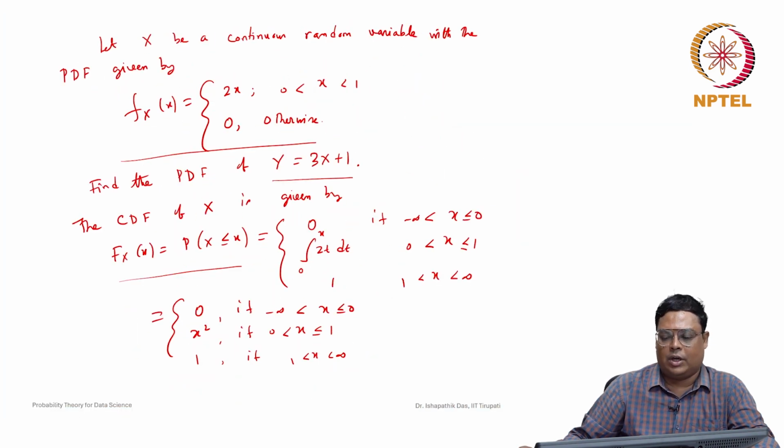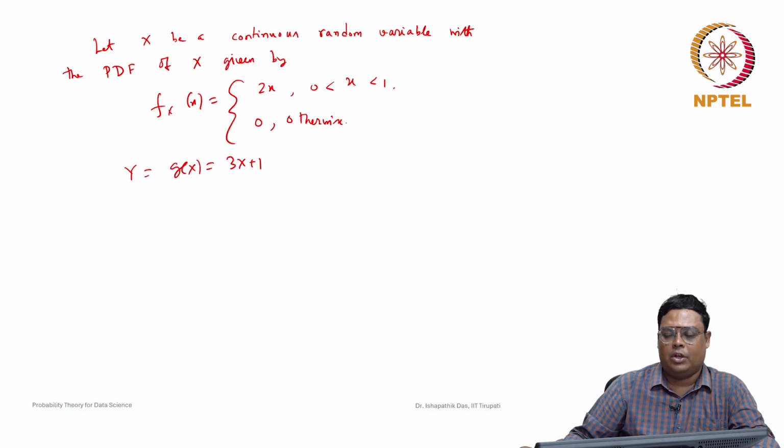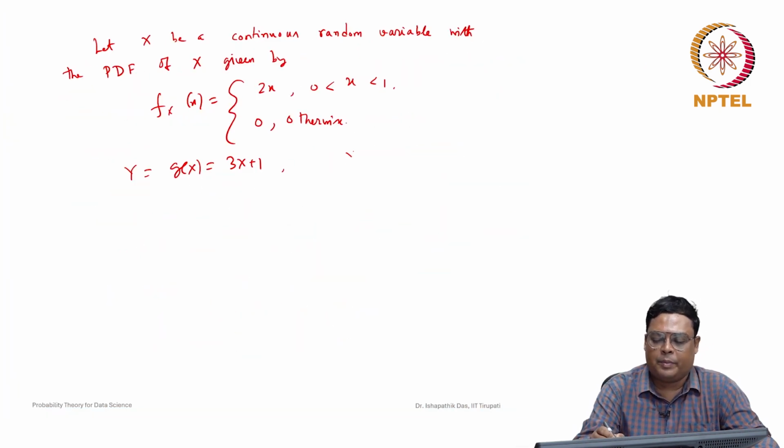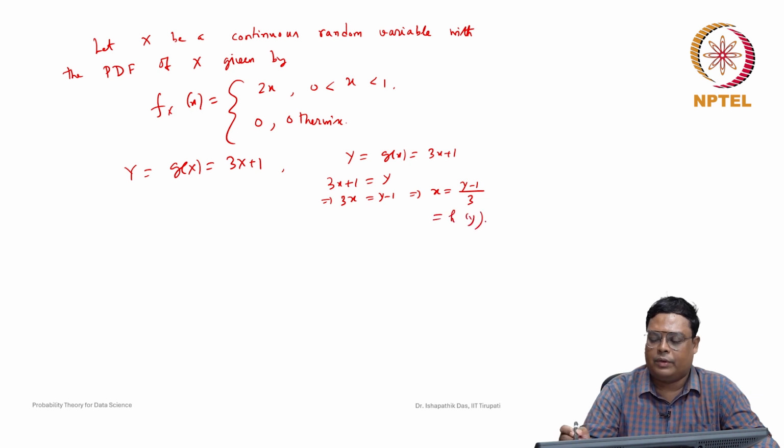So using the usual general method, y equal to 3x plus 1. Here you can see that this transformation y is equal to g(x), which is 3x plus 1, is a strictly increasing function, and also the inverse: how can we find the inverse? 3x plus 1 is equal to y, which implies 3x is equal to y minus 1, which implies x is (y minus 1) by 3. So this is h of y, so x is equal to h of y.